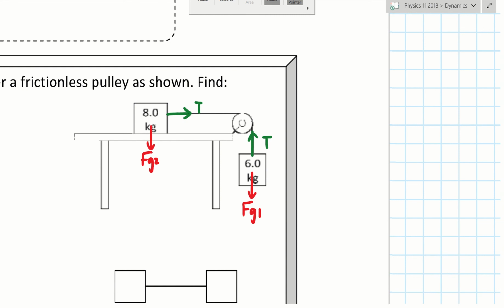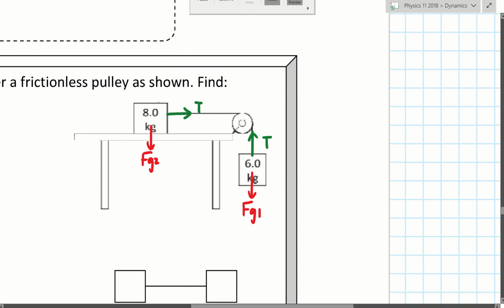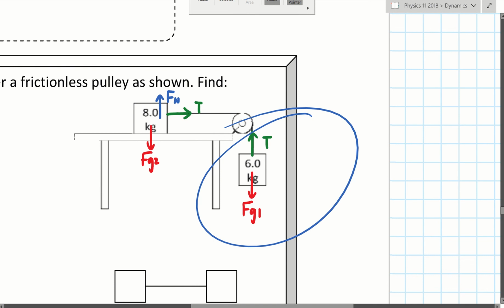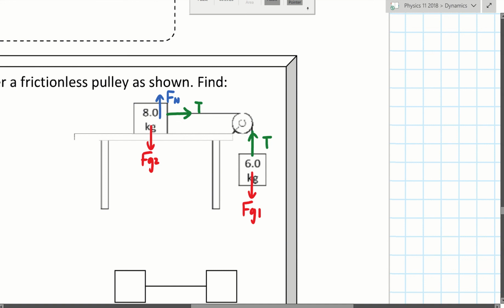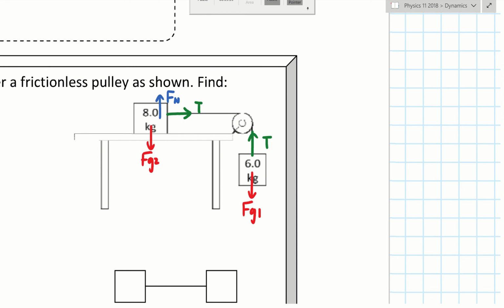Okay, what else should be in this picture? I should have normal force up here because that box is actually touching a surface. Now the 6 kilogram box is hanging on the side. It's not touching a surface, so there's no friction and no normal force for it. Okay, and that's it. I can't draw anything without making some numbers up.